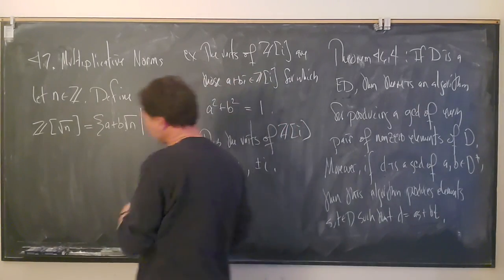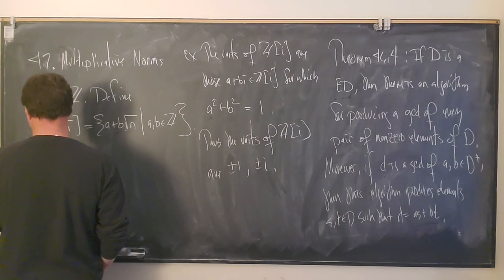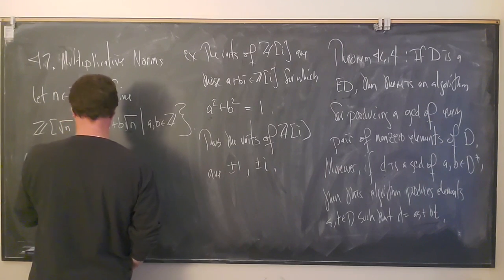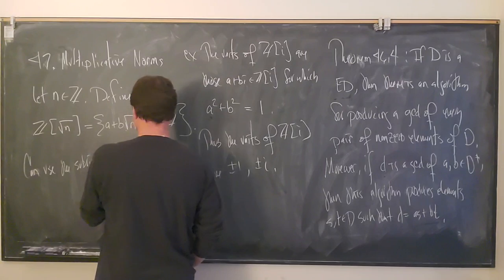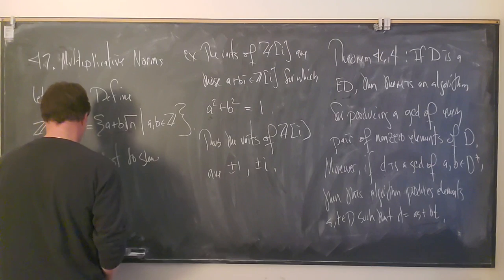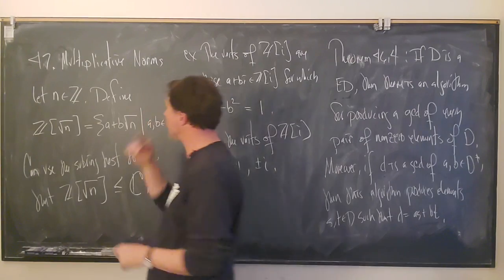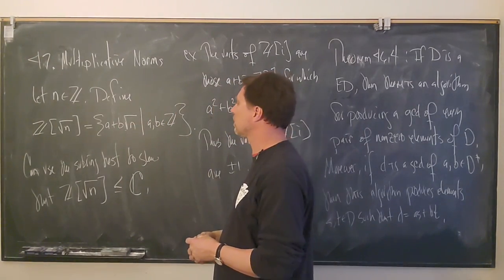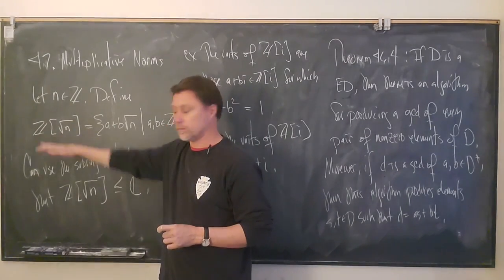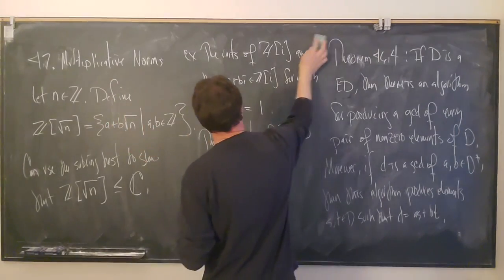Now, you can use the subring test to show that Z[√n] is a subring of C. So what we just did is we created a whole new class of rings, things of this form right here. A few observations here.